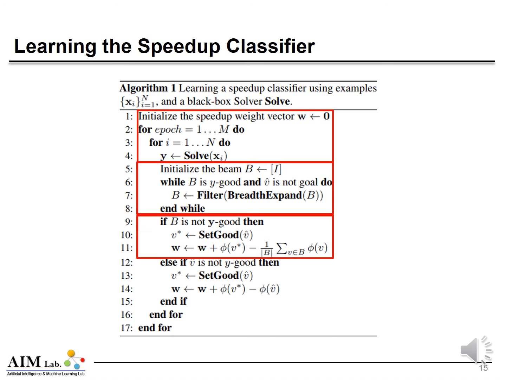If the beam is not Y-good, we compute the corresponding Y-good node V star from V hat, and perform a perceptron-style update to the speedup weights. We then check if V hat agrees with the reference solution, and if not, we perform a similar update.